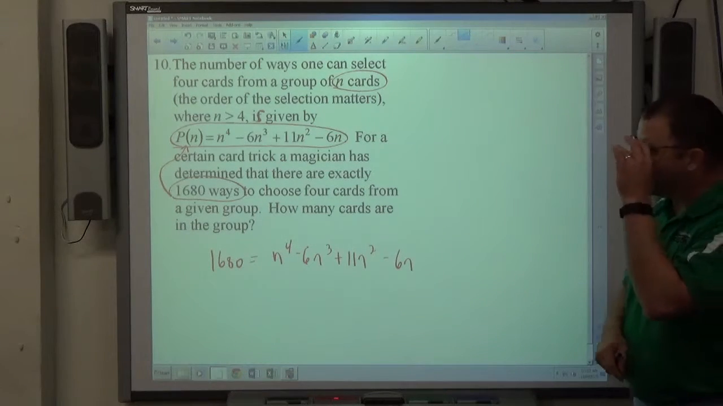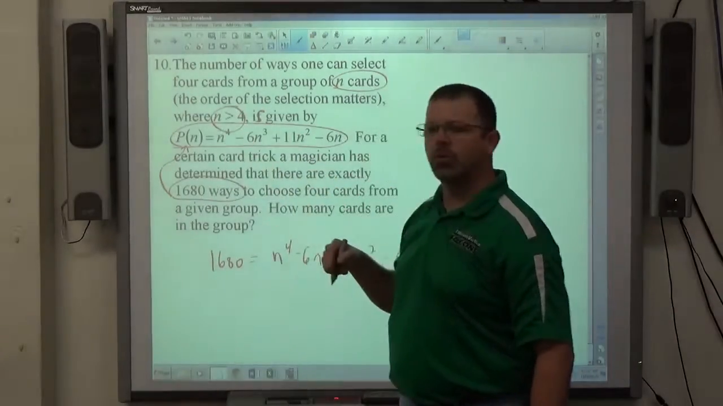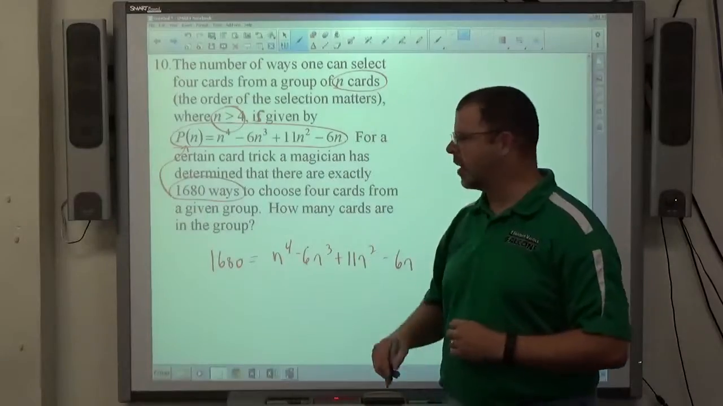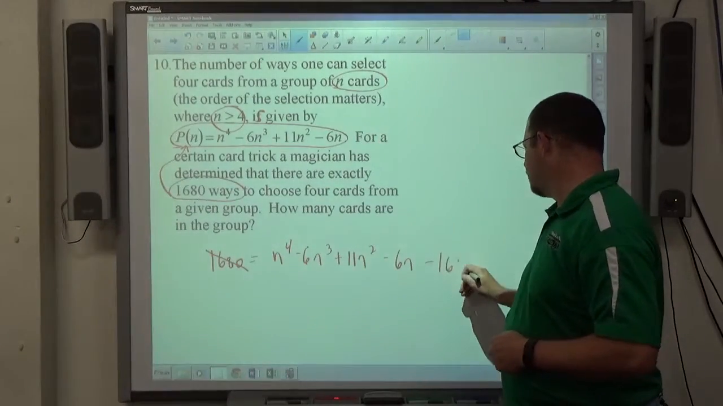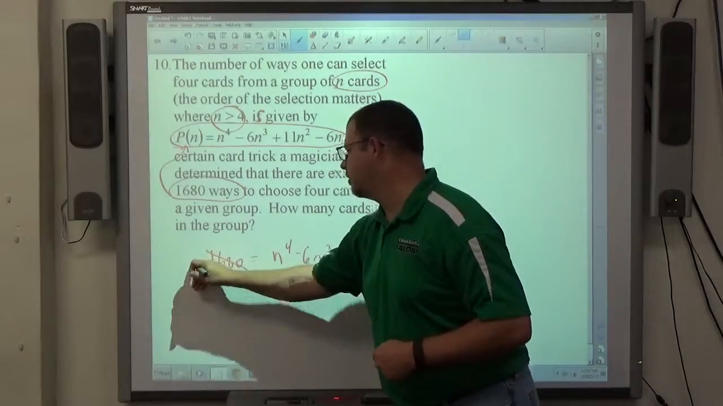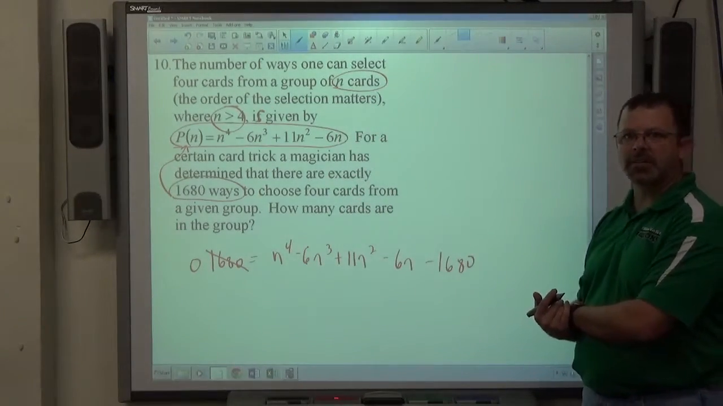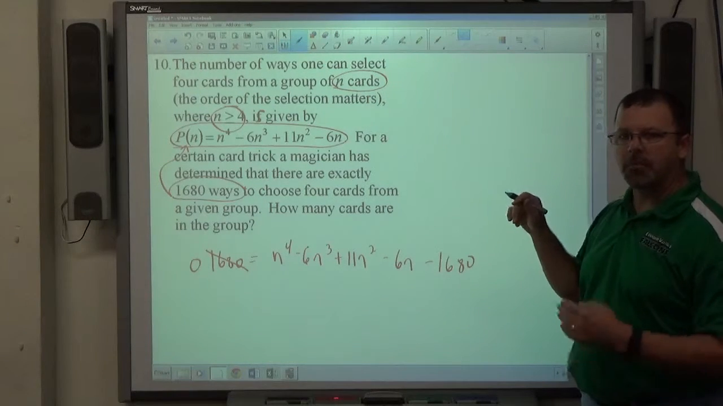Now, keep in mind, n has to be a number bigger than or equal to 4, because that's the rule for n. There might be some answers less than 4, but we don't care about those answers. It's basically the same situation as the last problem. I create my equation, set it equal to 0, and I'm trying to find where this thing crosses the x-axis. But keep in mind, n is going to be an integer in this problem, so we can also do it with a table.